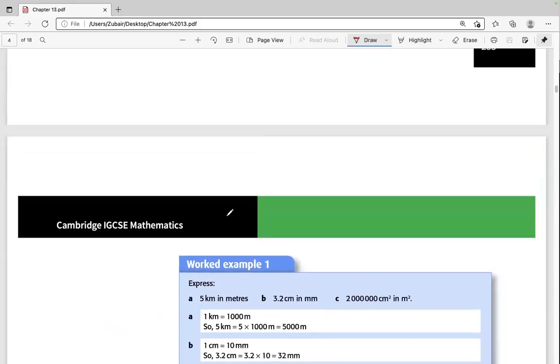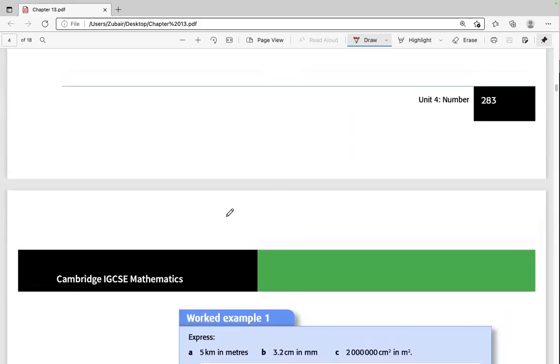Express 5 kilometers in meters. Worked example, but we'll solve these. So 5 kilometers in meters is 5,000 because 1 kilometer is 1,000 meters. 3.2 centimeters to millimeters: times 10, 32. Centimeter square to millimeter square: it's going to be times 100 or divided by 100 squared. Yes, divided by 100 squared. That means 4 zeros cancel out and we are left with 100. 200.